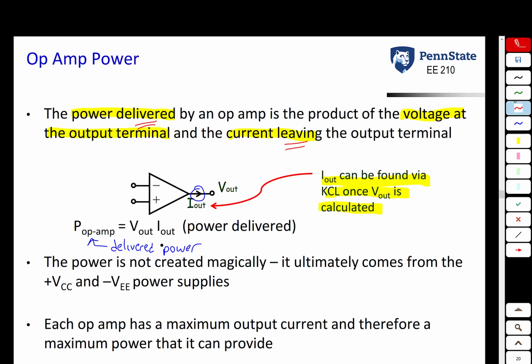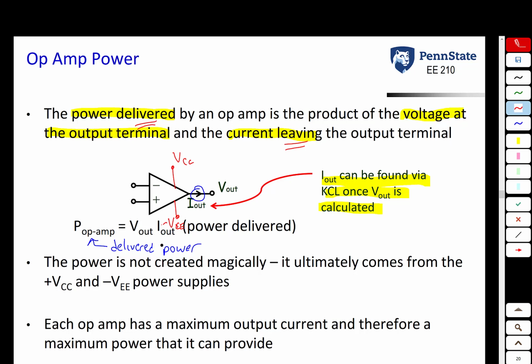The power coming from the op-amp is not created magically. It's ultimately coming from the power supplies connected to the op-amp. Remember, an op-amp has a VCC and a VEE connection powering it, plus or minus 15 volts, plus or minus 5 volts, whatever. So ultimately, it is that power supply that's providing the energy and the power to go through the op-amp and ultimately to drive the circuit.